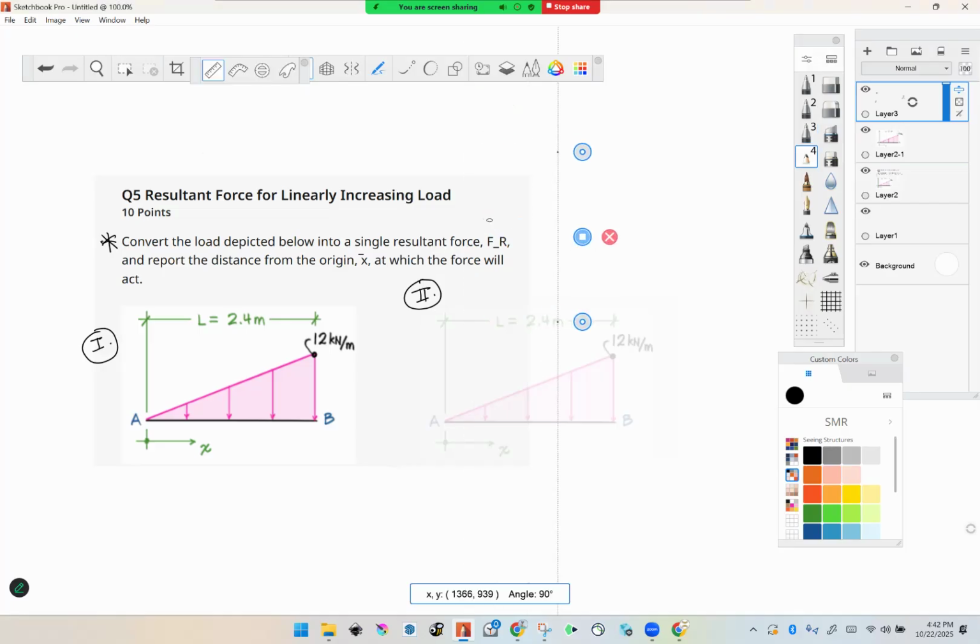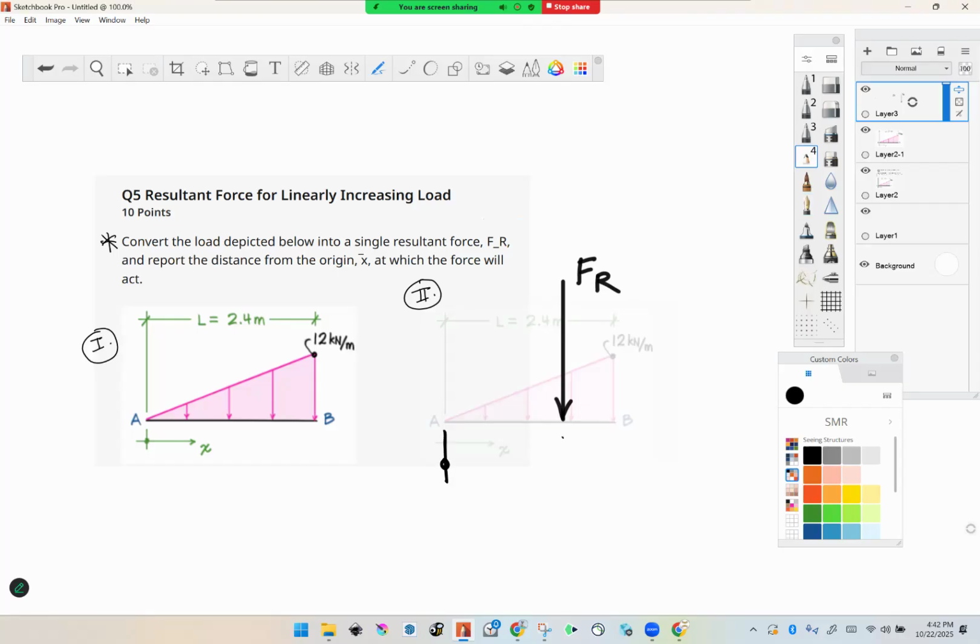I've memorized that the centroid of a triangle is at the third point from the heavy side. So this is my resultant force right there. And its location, I measure from that origin to where the force is. I'm going to call that X bar. So I want to go 2/3 of the way of the 2.4 meters that's given. So the first part of this is really easy. So X bar is equal to 2/3 of 2.4 meters.